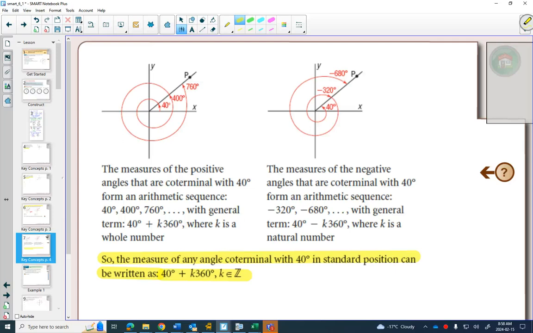So mathematicians say, well, there's got to be a way that we can do this, and they do it this way. They say, start with 40 degrees. Then add 360 degrees any number of times. So they put a K, and they define K with that notation right there. K belongs to the integers. The symbol Z there is integers. Integers are positive and negative whole numbers.